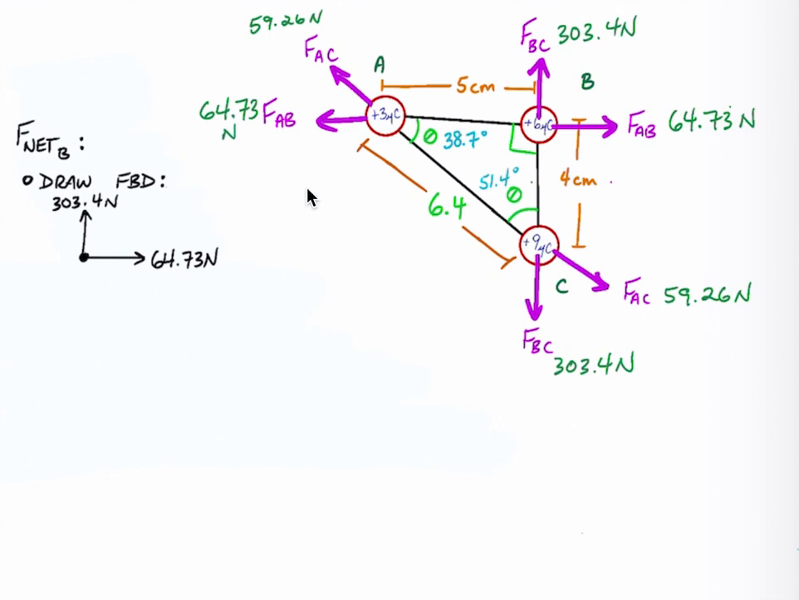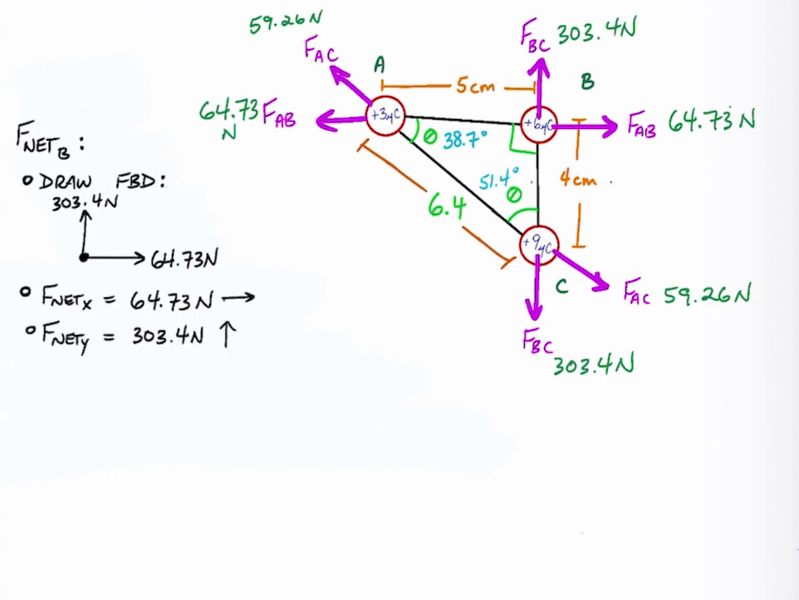You have the 64.73 Newton force going to the right. That's the repulsion from A. And we also have a 303.4 Newton force going up. That's the repulsive force from C. So there's only 2 forces acting on charge B: the vertical one from the positive charge C below it, and the one to the right, which is from the positive charge located on the left.